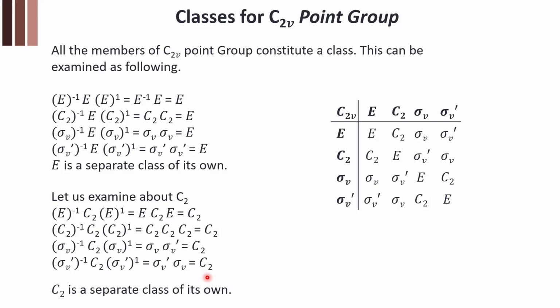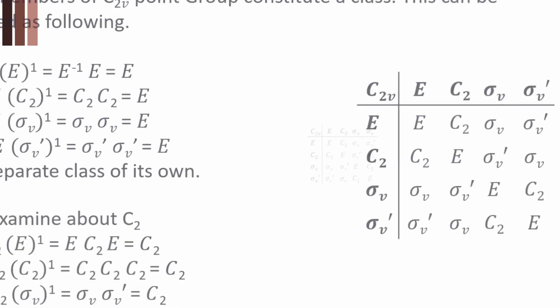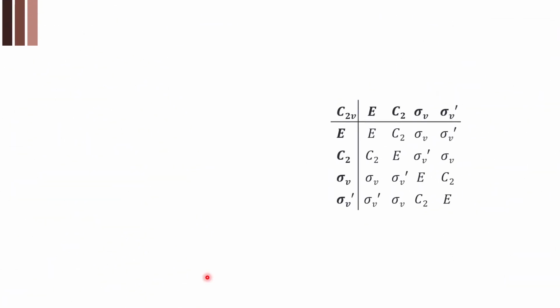That's very fine indeed. Now, the remaining two elements, sigma V and sigma V dash. Just go for sigma V. If we start with identity, E inverse sigma V E is, of course, sigma V. Then C2 inverse sigma V C2. The reciprocal of C2 is C2 itself, and C2 into sigma V, you will find, is sigma V dash, and sigma V dash into C2 results in sigma V. So the answer is sigma V.